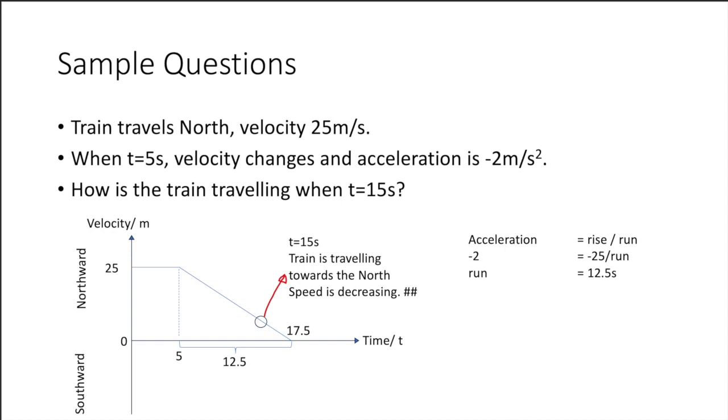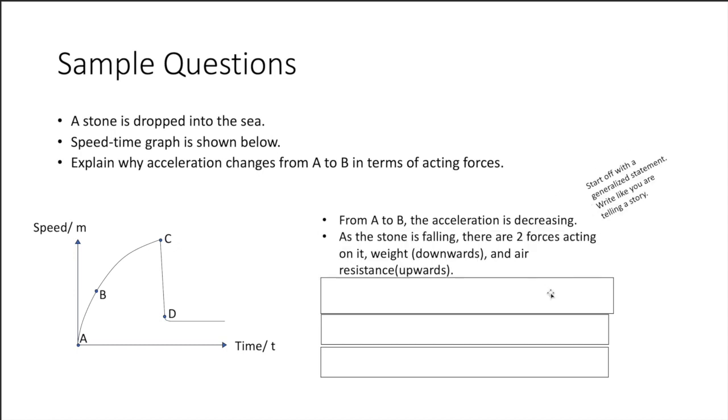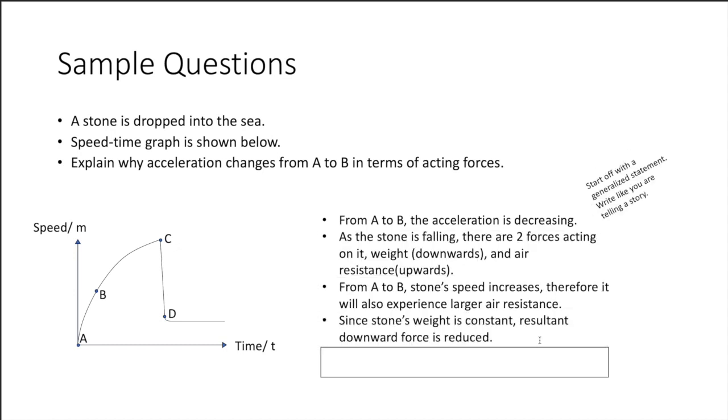Sometimes questions may ask you to explain certain things. The vocabulary and language used has to match the situation that is given to you. So if a stone is being dropped, the initial acceleration will be constant. Then after that, the two forces acting on it, its weight downwards and the air resistance upwards, will act on the stone. Stone speed increases. Air resistance experienced will also increase, the upward force. And since the weight of the stone stays constant, the downward resulting force will be reduced. Therefore, the acceleration will be reduced.